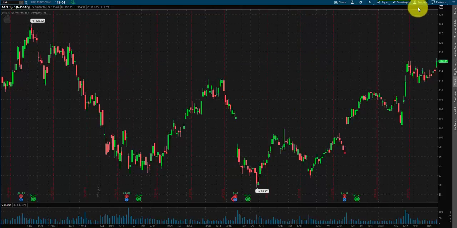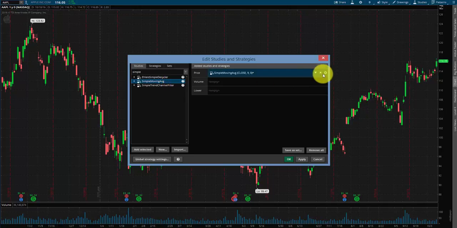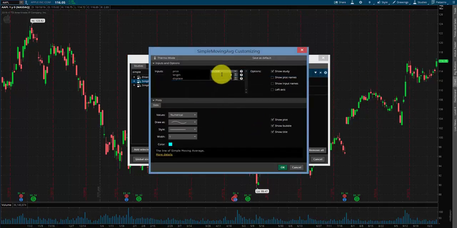And if you're using Thinkorswim, you've never done this before, just go to Studies, Edit Studies. And then we're going to throw some simple moving averages on. So let's put one on to start. Okay, and let's put this as the 20.